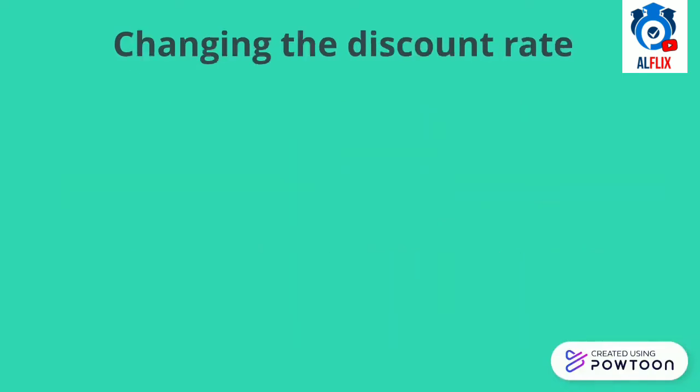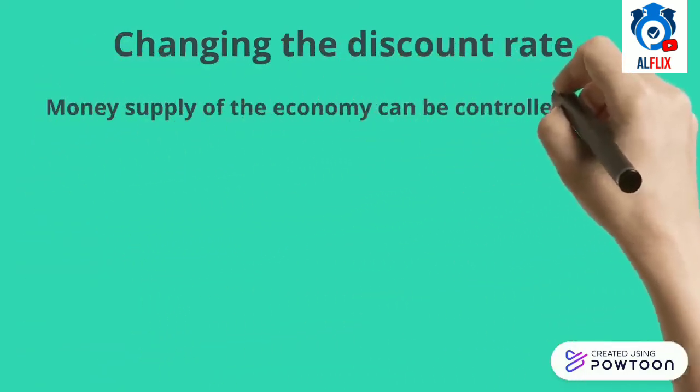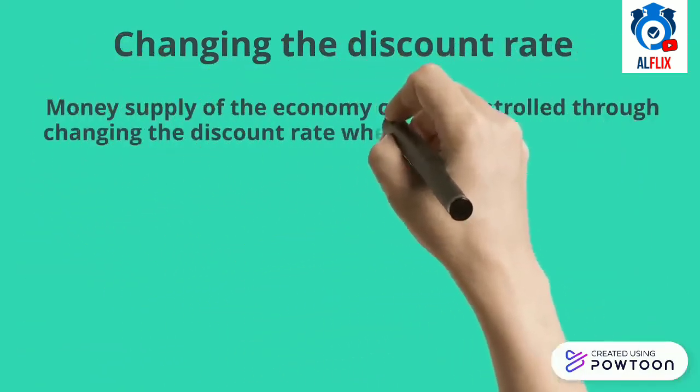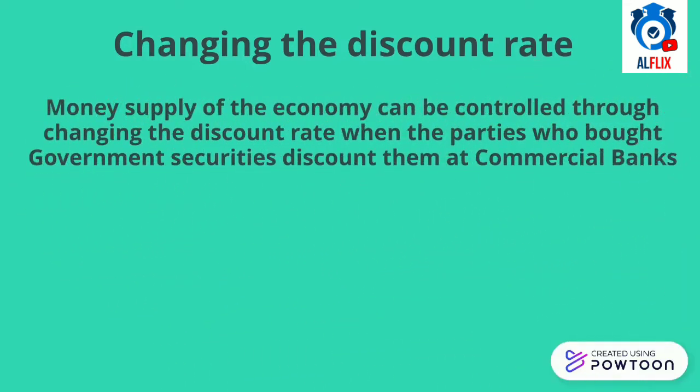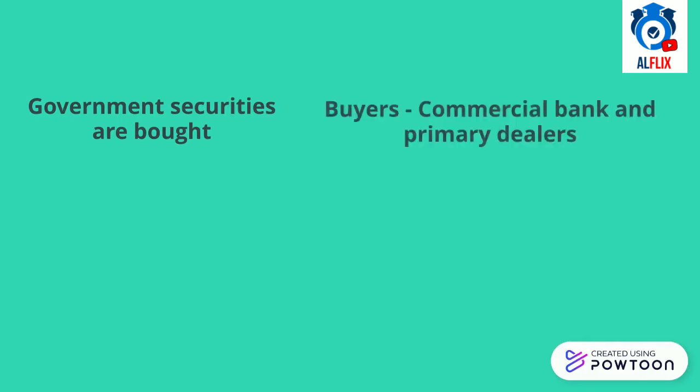Changing the discount rate. The money supply of an economy can also be controlled through changing the discount rate, when the parties who have bought government securities discount them at commercial banks before their maturity date. So what basically happens here is that the central bank issues government securities like treasury bills and bonds. The commercial banks and the primary dealers buy them from the government since they are a safer investment, and at the end of the maturity period they will be given an interest payment along with the capital.